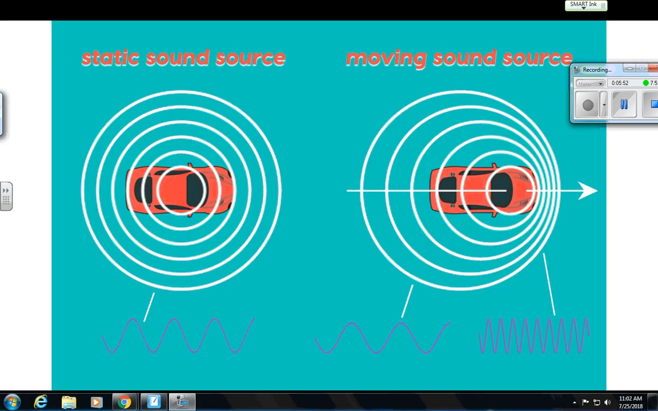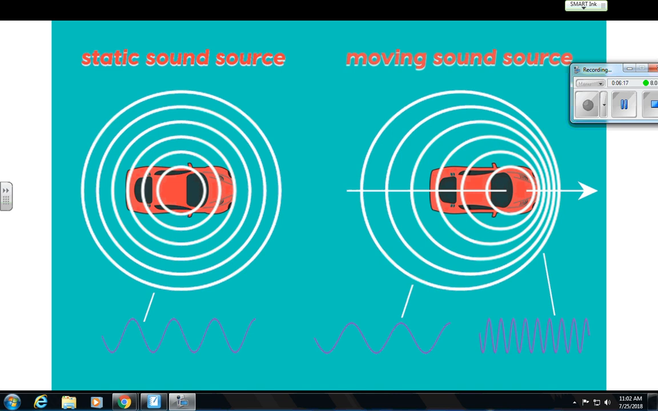Here's another image of it where the waves are drawn in their circular form rather than just little pieces of them. Notice on the left, the car is standing still. The waves are the same in all directions. Therefore, the sound is the same in all directions. In the image on the right, the car is driving to the right. The waves get bunched up in the direction of motion. The wavelength is smaller. The frequency is higher. And the opposite is true where the car is driving away.